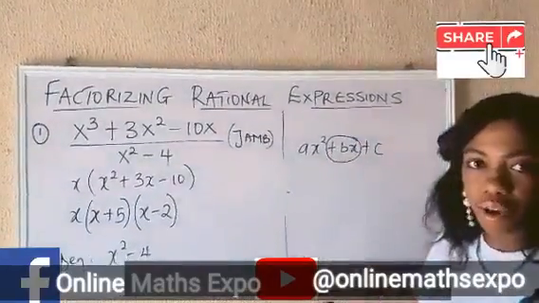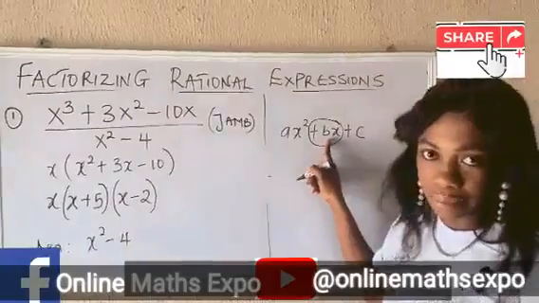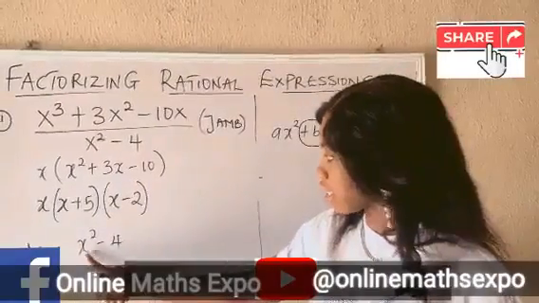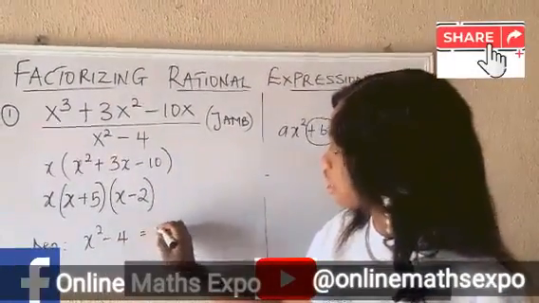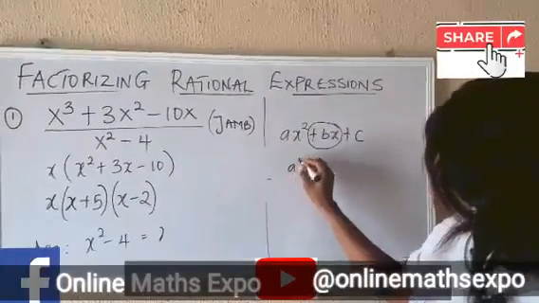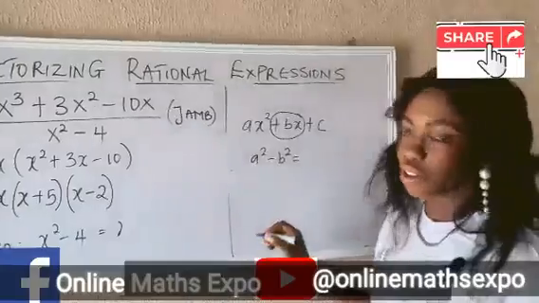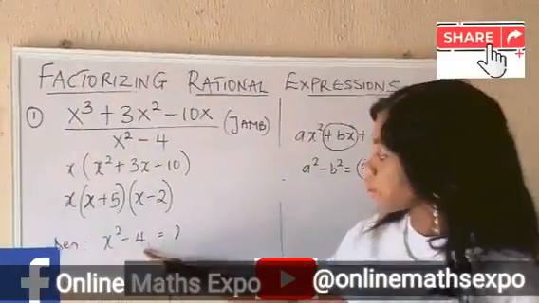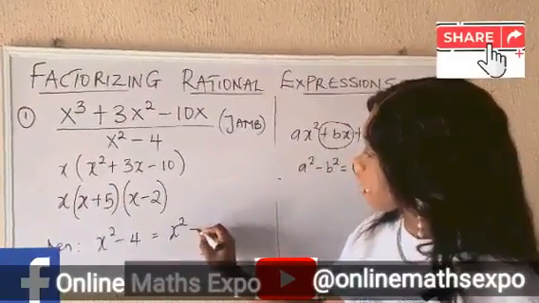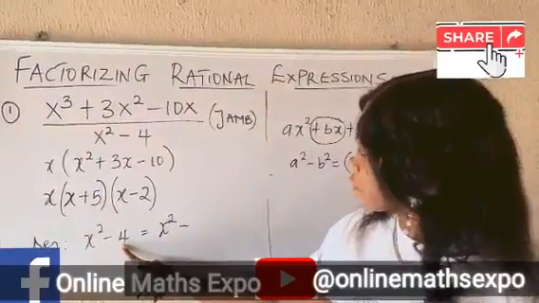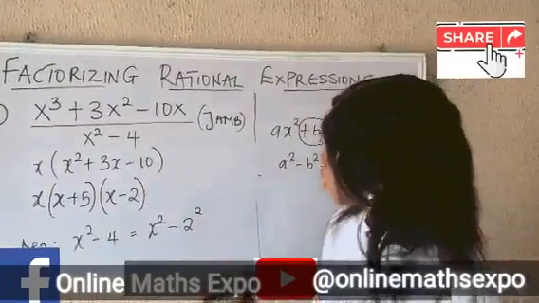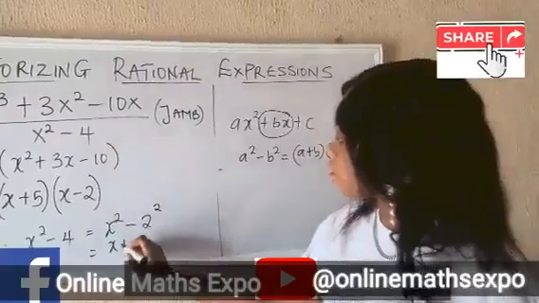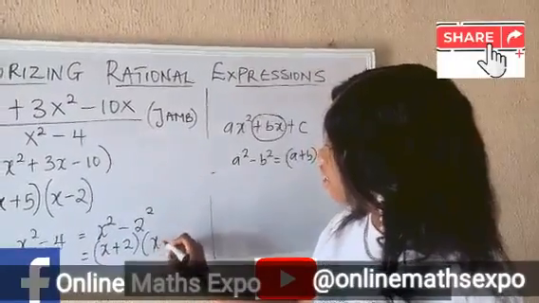So whenever you have a quadratic that does not have the middle term, you solve such a problem by what we call the difference of two squares. Look at it, difference of two squares. It is a squared minus b squared is equal to a plus b and a minus b. So for this, we have x squared minus 4. The perfect square is 2 squared. So using the formula, it will be x plus 2 and x minus 2.